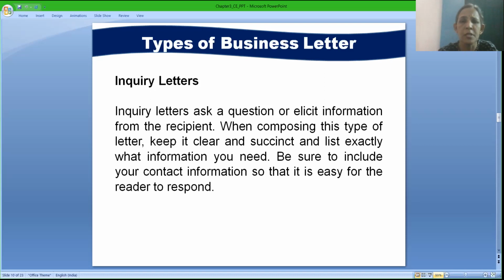Now, when we talk about address, before we discuss the types of the business letter, let us understand whether writing the address is really important or not. If you're writing a letter on a letterhead, wherein the address is already mentioned either in the header or in the footer, you should avoid writing it, because it will be a repetition.